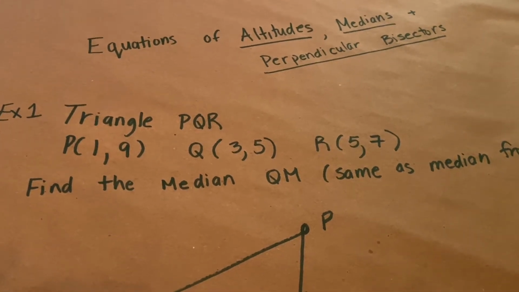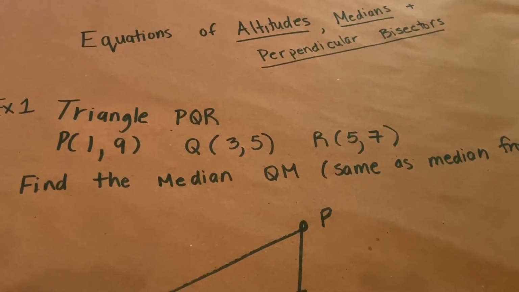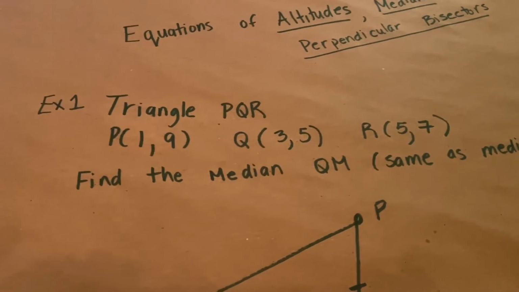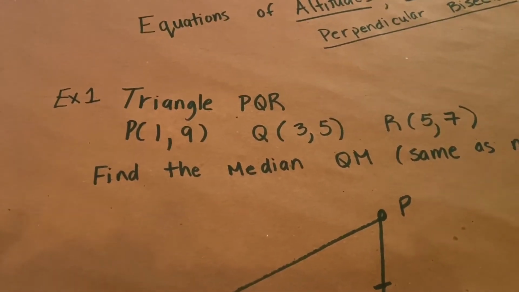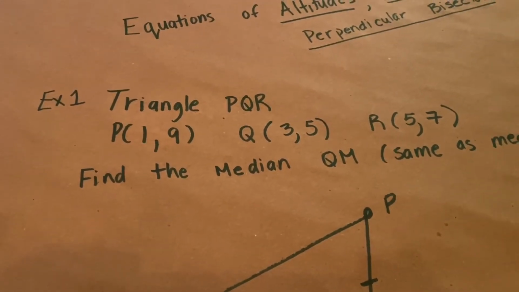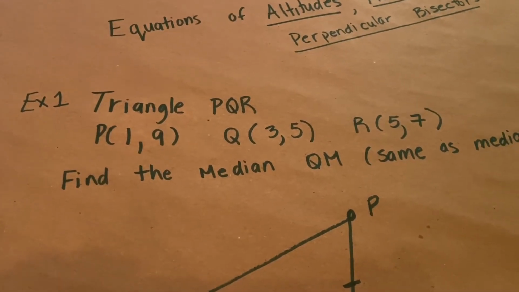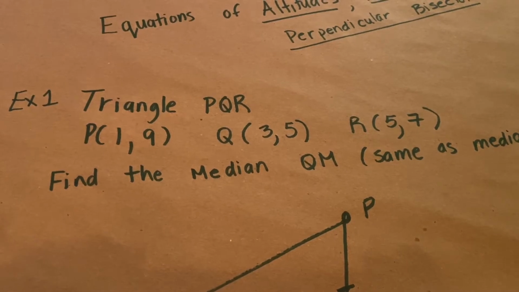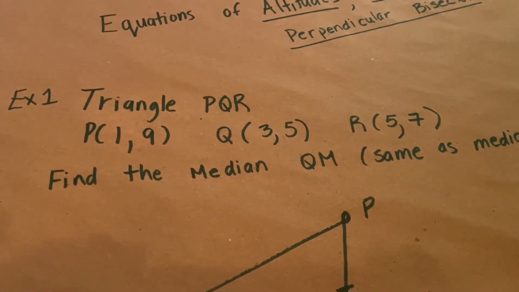Today's video is about finding the equations of altitudes, medians, and perpendicular bisectors. We're going to start with an example about a triangle, and the triangle we're going to look at is triangle PQR, and it's called triangle PQR because the three vertices in the coordinate plane are at P, Q, and R. And we can see what those coordinates are. P is 1, 9, Q is 3, 5, R is 5, 7.